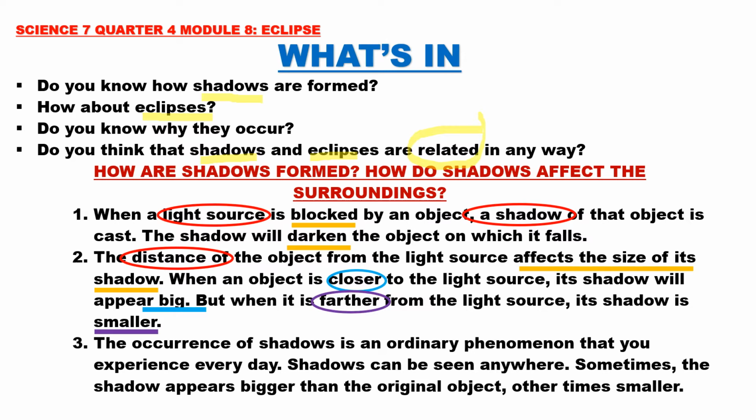The occurrence of shadows is an ordinary phenomenon that you experience every day. Shadows can be seen anywhere. Sometimes the shadow appears bigger than the original object, other times smaller. Let us take a look at the following pictures.